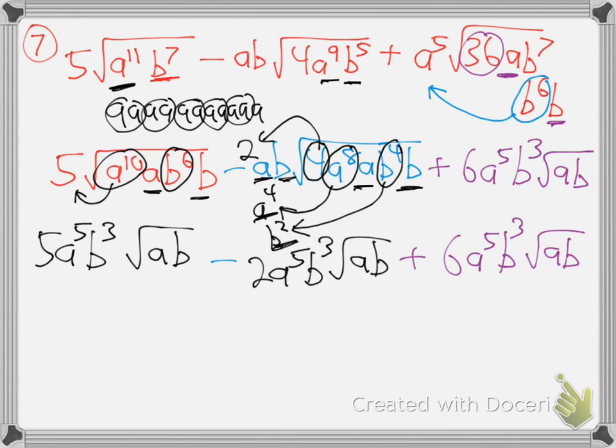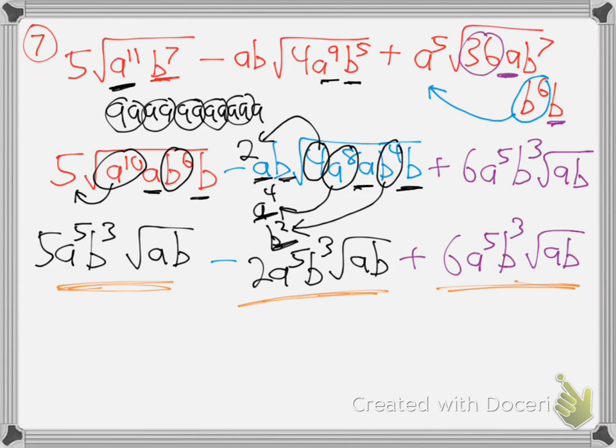Now, they all have letters. Are the letter patterns exactly the same? Yeah, they're all a. Every part of them has the same letter pattern. They're all a to the 5th, b to the 3rd, root of ab. Yeah, they're all big old like terms, aren't they?